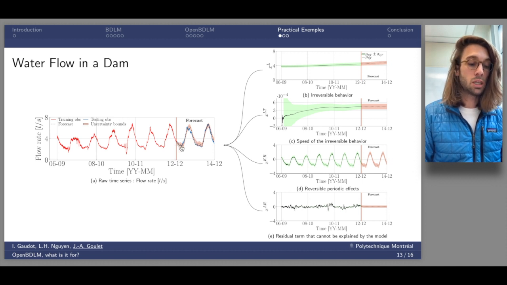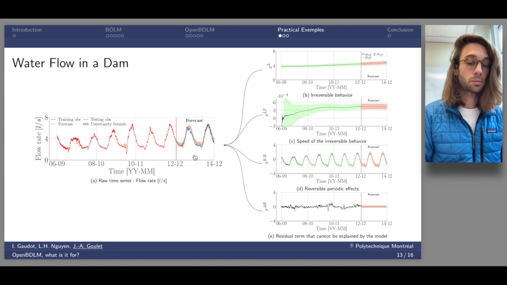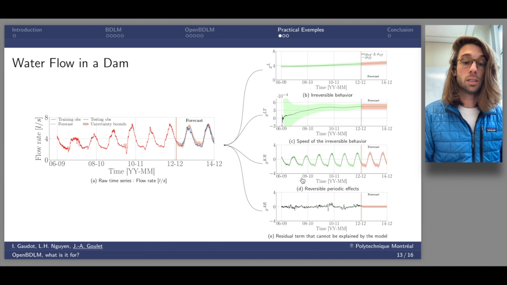What you can see is that the dashed line represents the expected value predicted by OpenBDLM. The gray shaded area represents the plus or minus 1 sigma confidence interval. And this forecast is the result of the superposition of the many hidden states. For instance, the local level, here the local trend, which represents the speed of change over time.